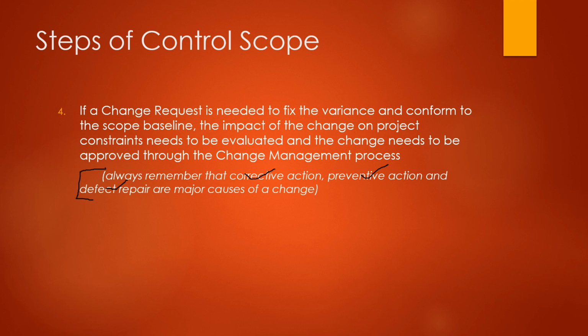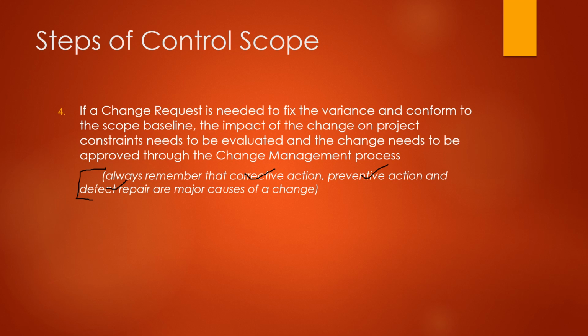Before even you take it to the CCB, you need to assess what is the impact of this change on the project constraints: the scope, the schedule, the cost, the quality. You need to do that. So that is precisely what step four here is. I'm reading step four now: if a change request is needed to fix the variance and conform to the scope baseline. Remember we talked about how you should be at 40% completion. Your project should be 40% complete, but you're only 20% right now. That means you will come up with a change. You will come up with a better plan to conform to the project scope. You will make sure that the project is back on track.